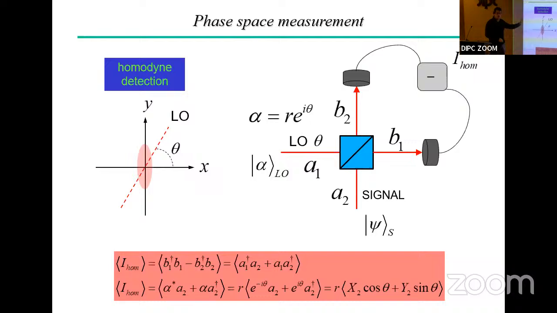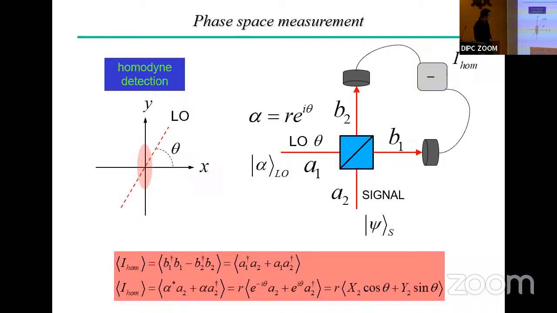quadratures of the signal beam. Okay, so this is how we probe our sample beam in phase space. So if the quadrature space is the phase space for the sample beam, then by changing the phase of the local oscillator, I can scan different directions in the phase space. So I can go through the squeezed part and then to the anti-squeezed part and see the full noise ellipse, okay?